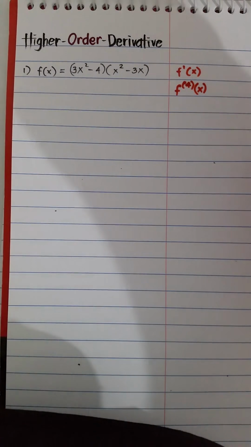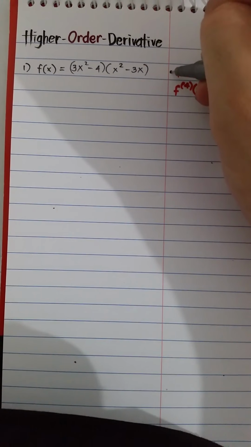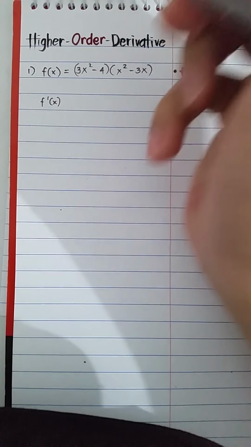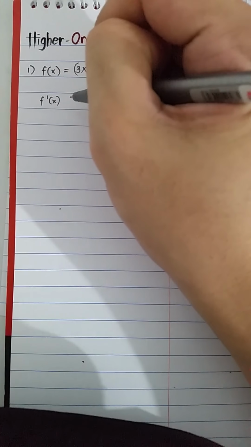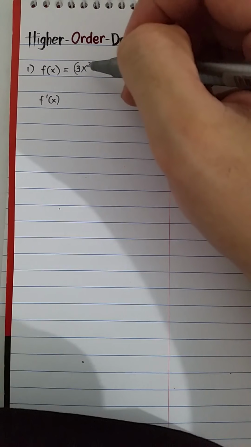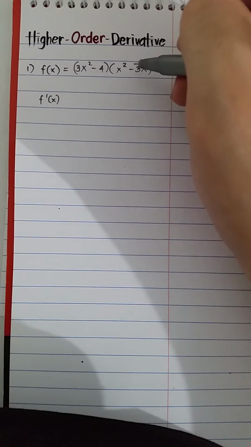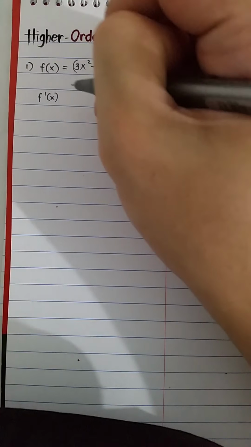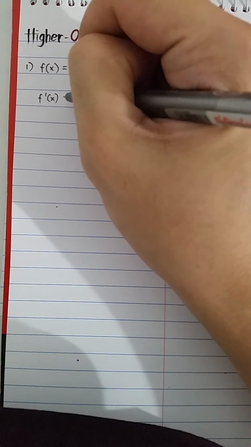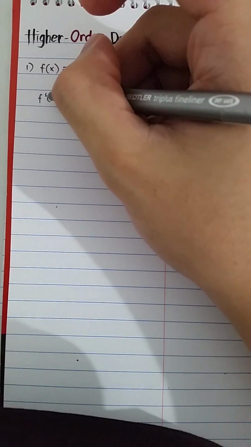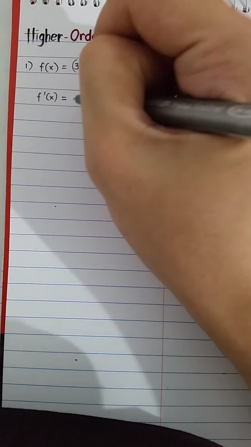Okay, so let's start with our first, f prime of x. So this is f prime of x. I am using the product rule, but of course you can use the other method by multiplying first the two factors, and then that's the time that we get the derivative. Okay, since I am applying the product rule, I will now be using the derivative notation.